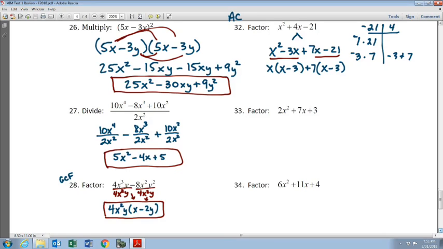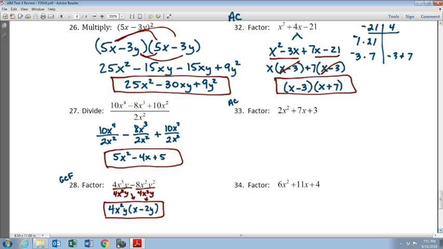So our common factor here is x minus 3. And if you cancel those out, you can see the other factor is going to be x plus 7. And again, I would remind you that you can always FOIL these two binomials and you should get what we started with. Let's go ahead and look at 33.